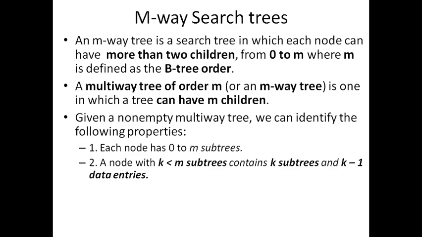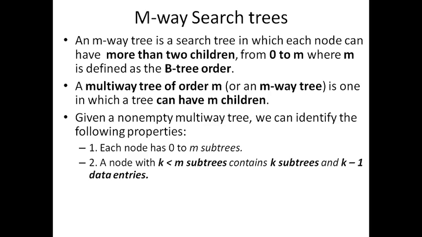Property number 2: a node with k less than m subtrees contains k subtrees and k minus 1 data entries, which simply means that a node can have a maximum of m subtrees. The number of subtrees for a node is at most m, but the number of entries in each node is restricted to m-1. You can see the difference.